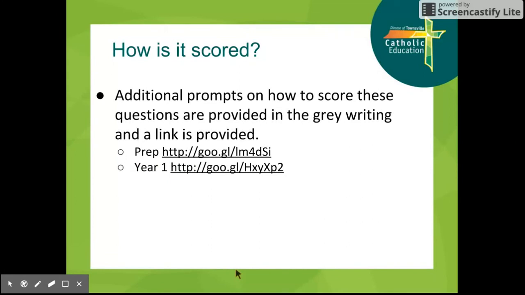There is further help, particularly with the oral language side of things, to help with the scoring, and it just makes it obvious what the target structure is. So these two links will take you to how to help on how to go about scoring these questions.